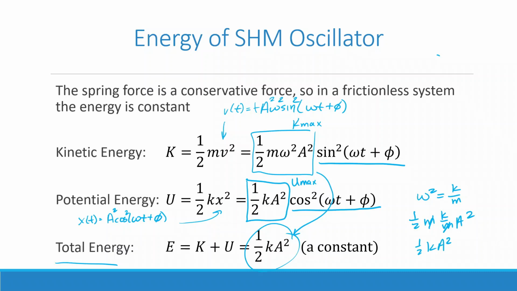Now, it's going to be equal to that, and that's because if our kinetic energy is at a maximum, our potential energy is at 0. So our total energy is going to be constant, and it's going to have a value equal to 1/2 k A squared. This is the easier one to use because then all you have to know is the spring constant and the amplitude of the oscillation.